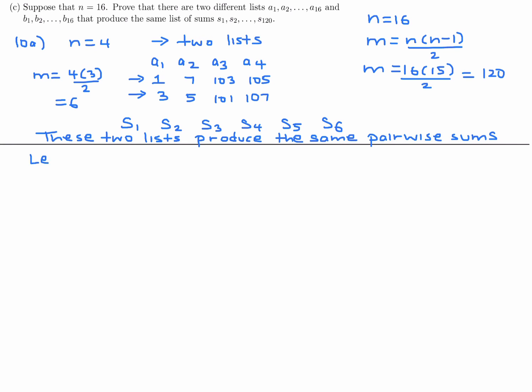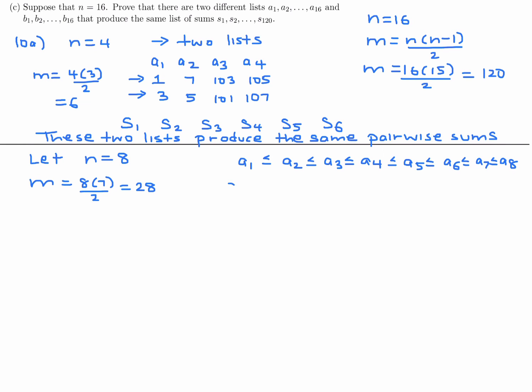All right, so now we have to approach the n equals 16. But first, I'm going to start with n equals 8. Let's work our way up here. Now, m would be equal to 8 times 7 over 2, which is, sorry, that's actually 28. 8 times 7 divided by 2 is 28. So if n equals 8, I've got A1, A2, A3, and so on up until A8. And then the pairwise sums, S1, S2, dot, dot, dot, all the way up until S28. So there's quite a few this time.